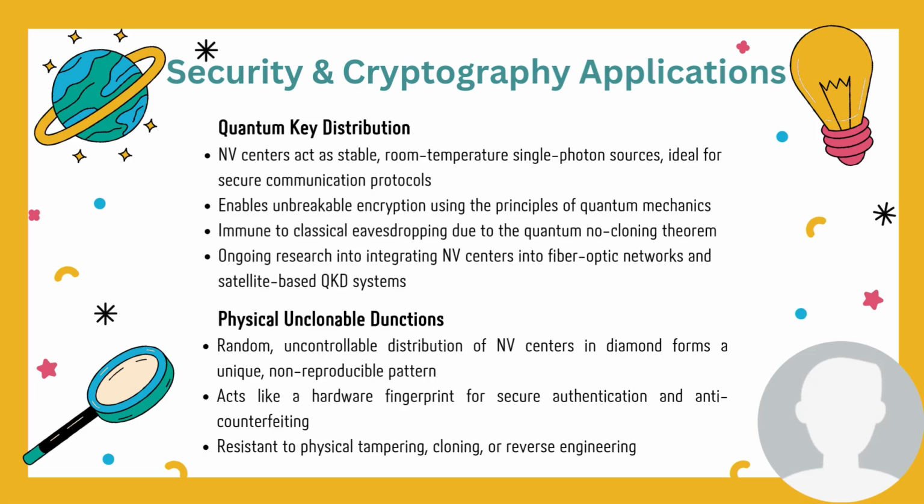PUFs use the intrinsic randomness in a material structure to create a kind of hardware fingerprint. In diamond, the naturally random spatial distribution of NV centers can be used to generate unique identifiers, ones that are virtually impossible to duplicate or forge. Unlike digital keys stored in memory, PUFs exist physically in the material and cannot be copied, even with complete access. This has exciting implications for device authentication, anti counterfeiting, and secure hardware for critical infrastructure or defense.